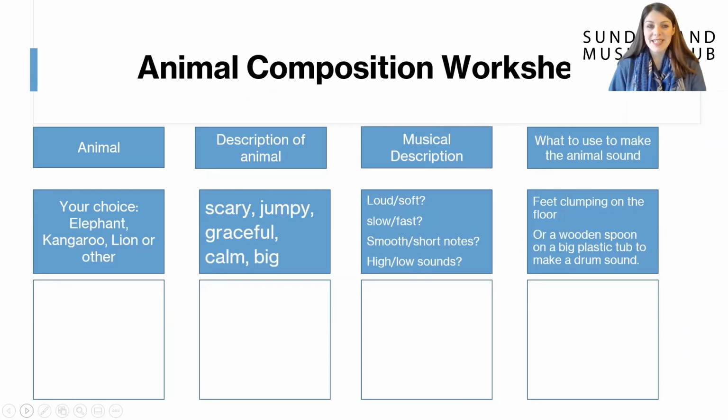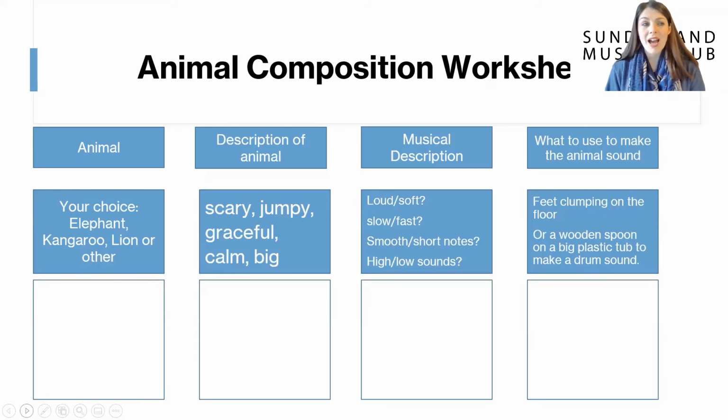Okay, so now we've listened to Saint-Saëns' version of his animals. We can have a think about doing some of our own compositions and descriptions. Choose an animal first. On your worksheet you can see you've got a choice. You can have an elephant, kangaroo, a lion. It doesn't have to be from the Carnival of the Animals. It could be an animal that you have at home. There's lots of other animals too.